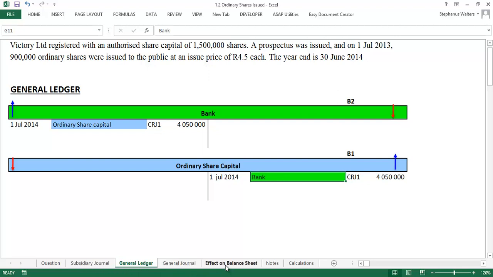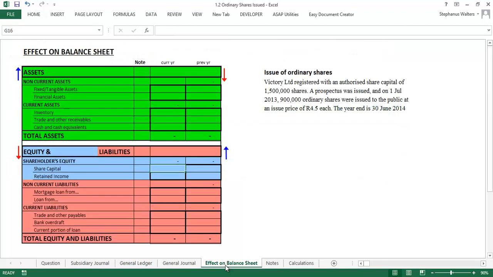And then finally, we're going to show the effect on the balance sheet. So what happened here? The company obtained financing, specifically cash. Right, that is the asset that the business got. They got cash to the value of just over 4 million. So we're going to include that in our cash and cash equivalents. So we say calculation 1, and you can see my current assets increase and my total assets increase.